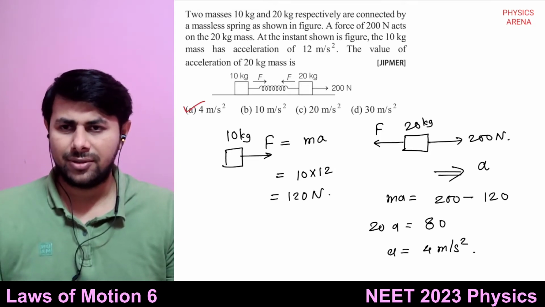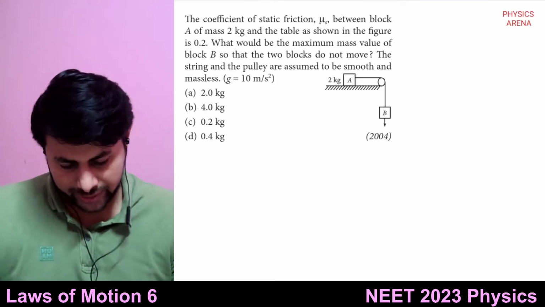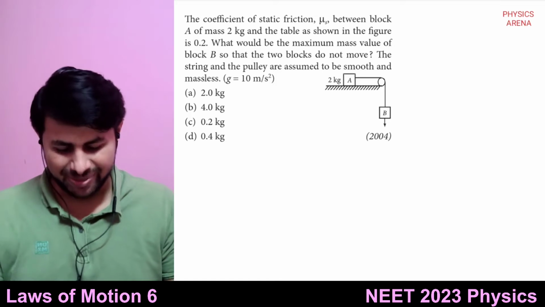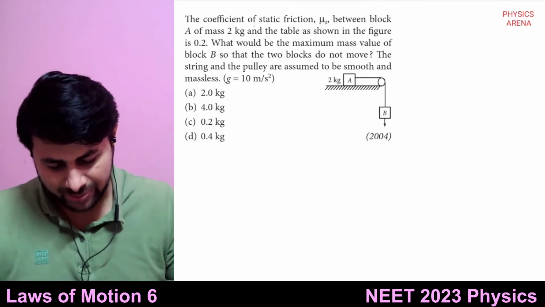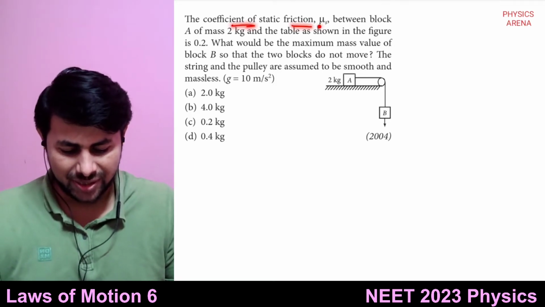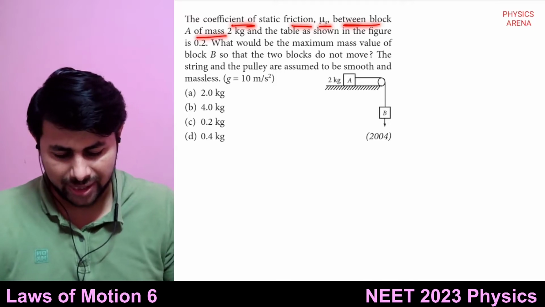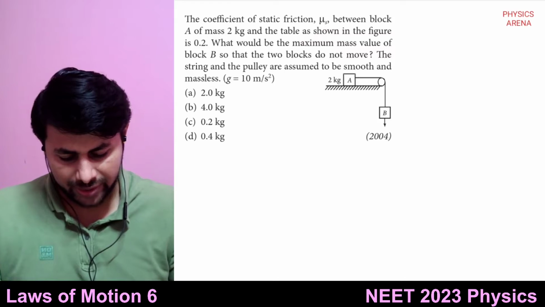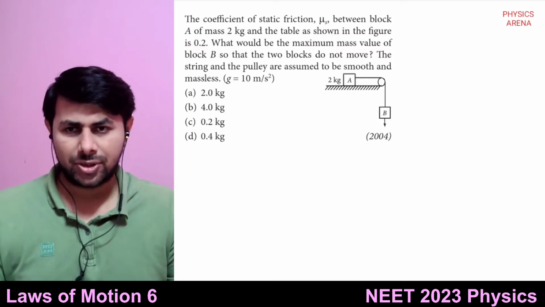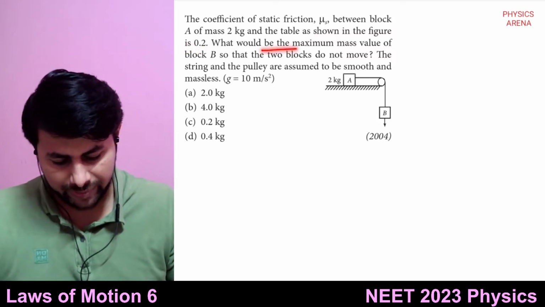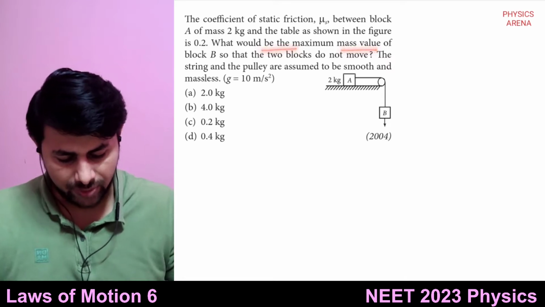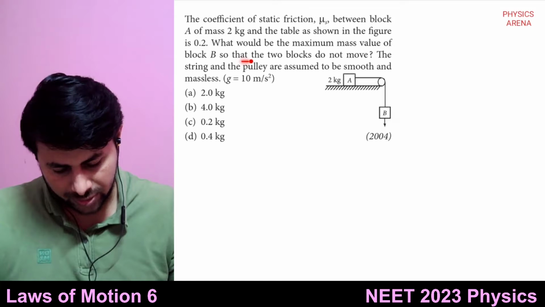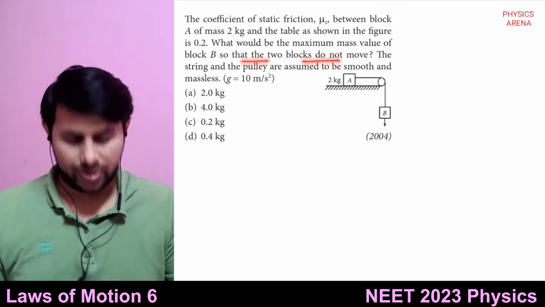Right. This is simple. The next problem has some complexity. A little bit complex, because there is friction. The coefficient of static friction mu s between the block of mass 2 kg and the table, as shown in the figure, is 0.2. So the coefficient of friction is given. What would be the maximum mass value of block B so that the two blocks do not move?